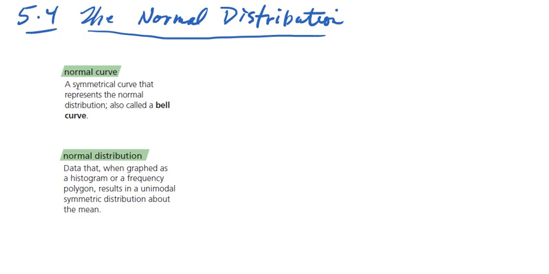It'll help you get it into your mind. So as we read this, a symmetrical curve. Okay, symmetrical means that you can split it in half and it's identical on both halves, right? It's symmetrical. That represents the normal distribution. It's also called a bell curve. Maybe you've heard of that. So it kind of looks like this, where it comes up to a peak, and then it's symmetrical on the other side as well.